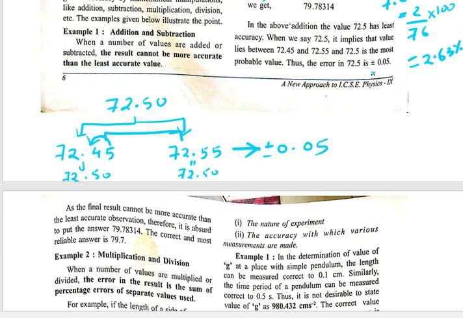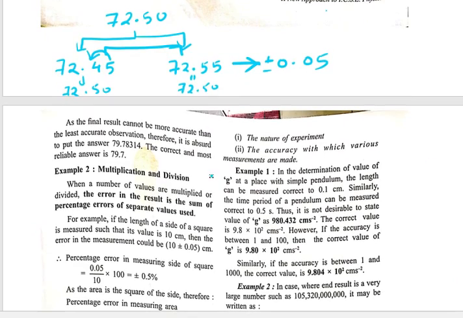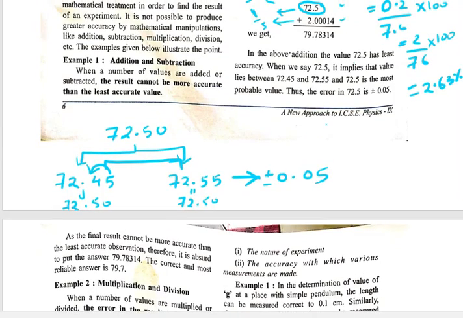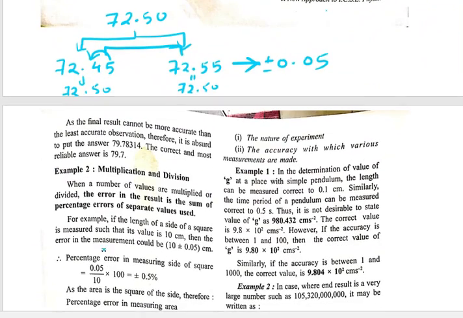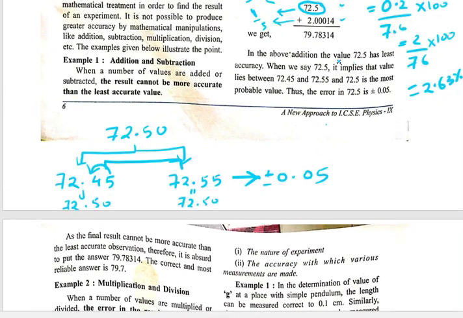As the final result cannot be more accurate than the least accurate observation, it is absurd to put the answer as 79.78314. We cannot write this. Therefore the correct and most reliable answer is 79.7. Why? Because the least degree of accuracy is 72.5, which has only 1 number after the decimal. So after adding, we have to write the answer only up to 1 decimal place. So the answer will be 79.7 only.